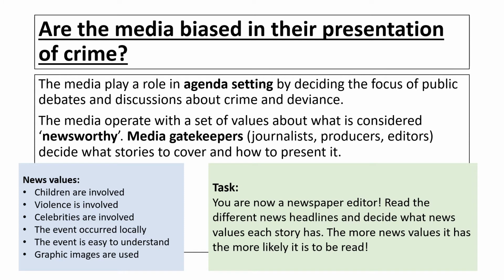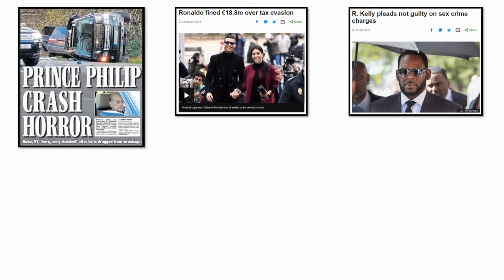So I want you to look at some stories on the next slide, and I want you to decide, what of these news values does that story have? So the more news values the story has, the more likely it is to be read by the public, and so you're more likely to report it. So here's the three stories. The first one is when Prince Philip had a car accident. The second one, Ronaldo being fined because he evaded tax, and R. Kelly pleading not guilty on sex crime charges.